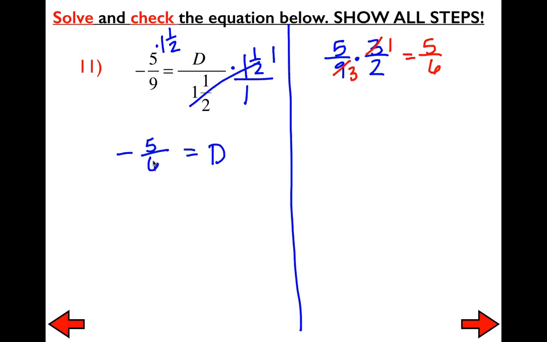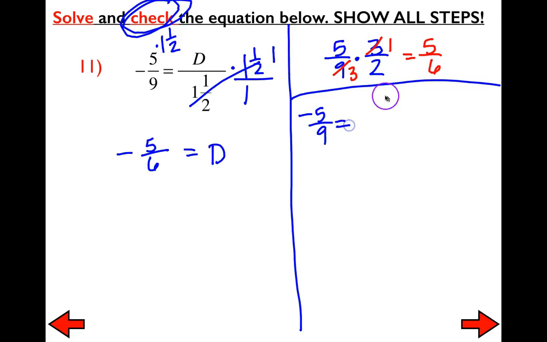But before I can confidently say that this is my answer, again, you must check your work. So let's do that. We have negative 5/9 equals, instead of d, let's put our fraction, negative 5/6 divided by 1 and 1/2. But before we put 1 and 1/2, let's just go ahead and convert that into a mixed number. 2 times 1 is 2 plus 1 is 3, so I have 3/2. Now I know this looks a little bit intimidating. It's called a complex fraction. Don't let it, because it's pretty easy.